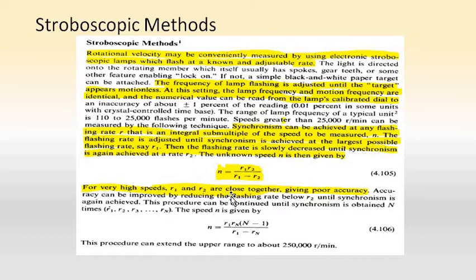In this method, the light from that stroboscopic lamp is directed onto the rotating member, which itself usually has some kind of spokes, gear teeth, or some disturbance over its surface, and some other feature enabling the lock on. That is, when the light is flashing over the rotating member, some disturbance should be there so that it is detected.